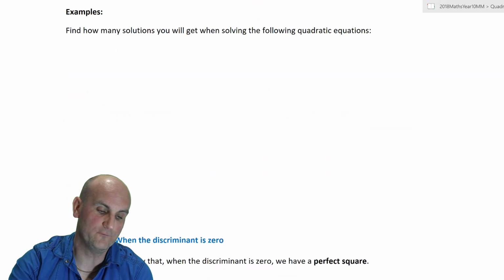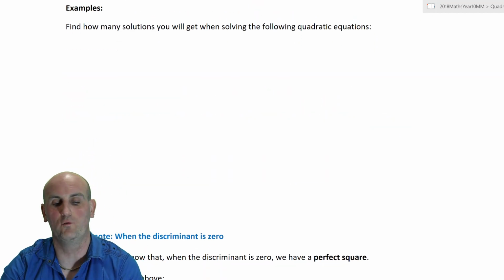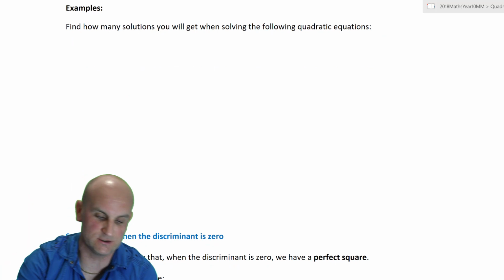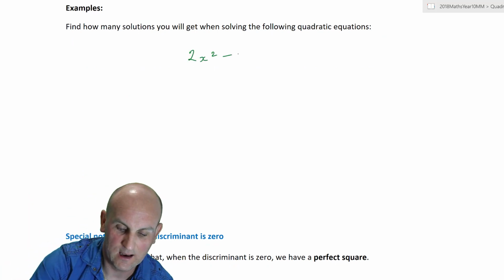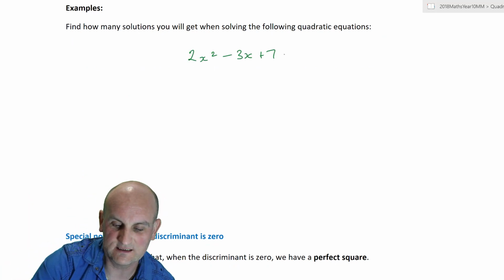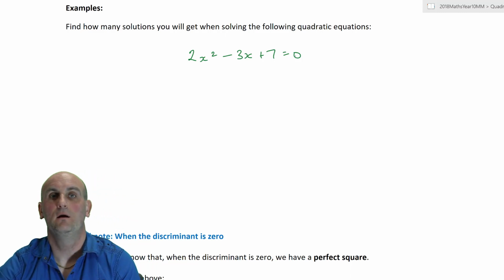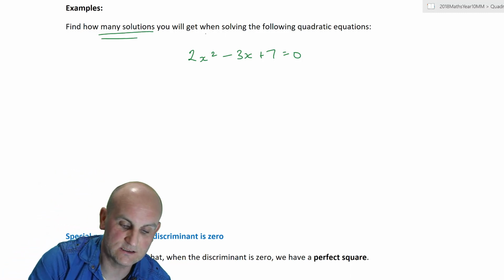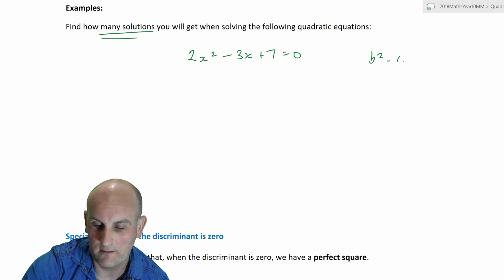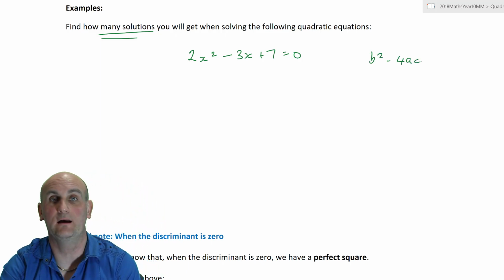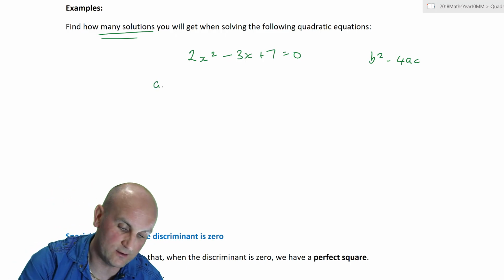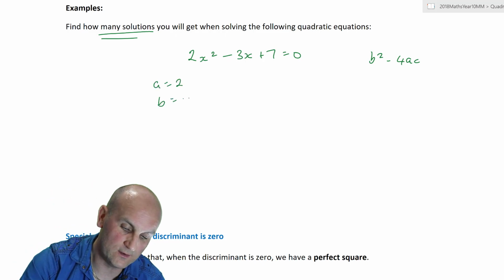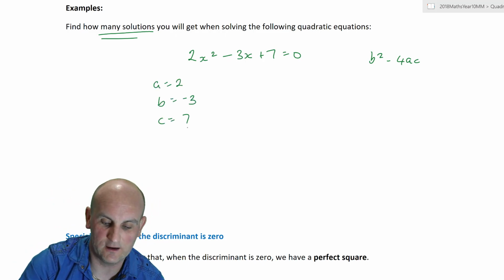All right, so find how many solutions you'll get when solving the following quadratic equation. Well, let's just make one up. Let's say 2x squared minus 3x plus 7 equals 0. How do we do this? Well, all I'm interested in is the question says how many solutions will I get? I'm looking at b squared minus 4ac. That will tell me how many solutions I've got. Right, so my a value is 2, my b value is minus 3, and my c value is 7.